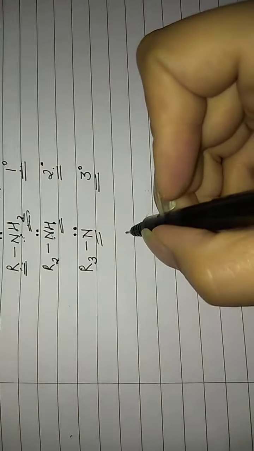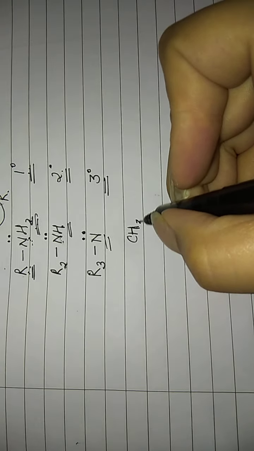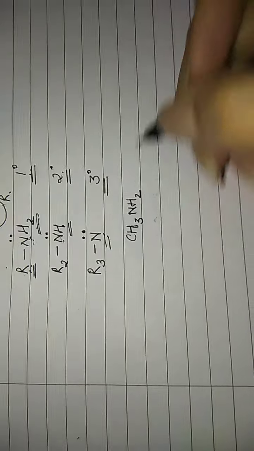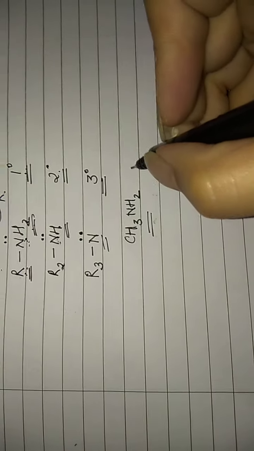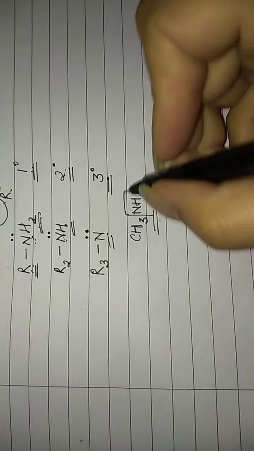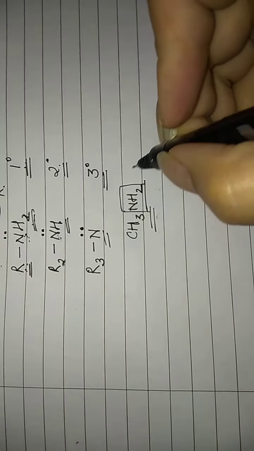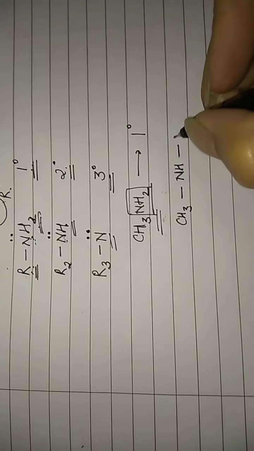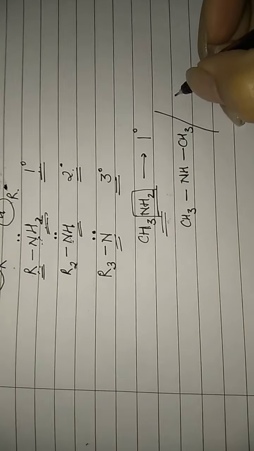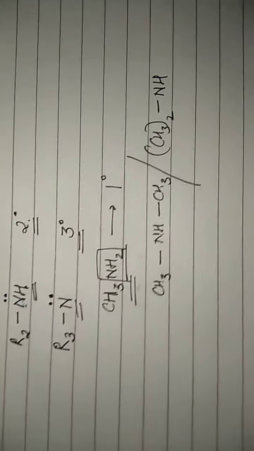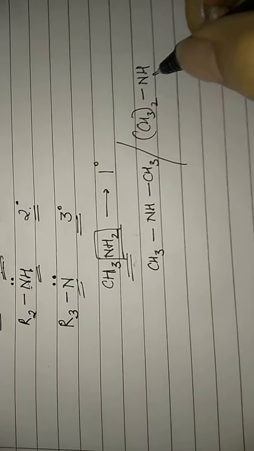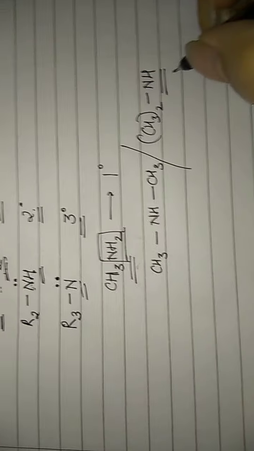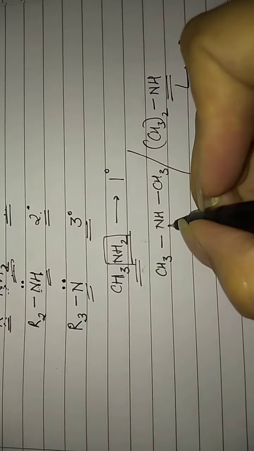For example, if I ask you whether this particular amine is primary, secondary or tertiary, how will you figure out? You have the NH2 group just like here. So this will be my primary amine. For example, you have this, which can also be written as (CH3)2NH. And if I ask you what kind of amine it is, because there is an NH group present, this is a secondary amine.